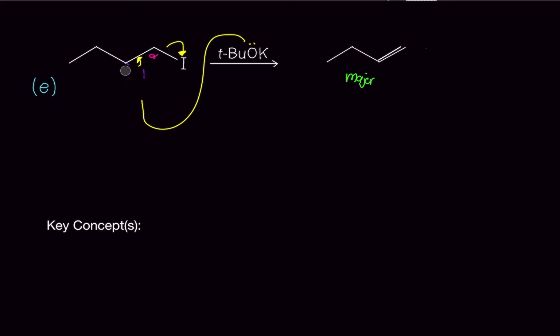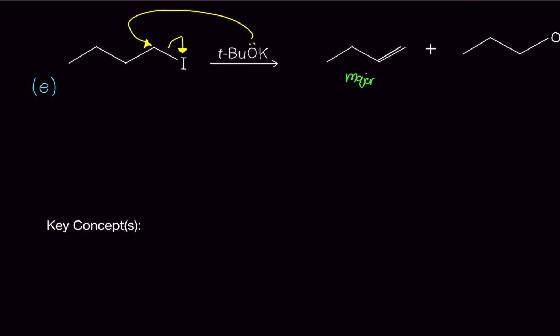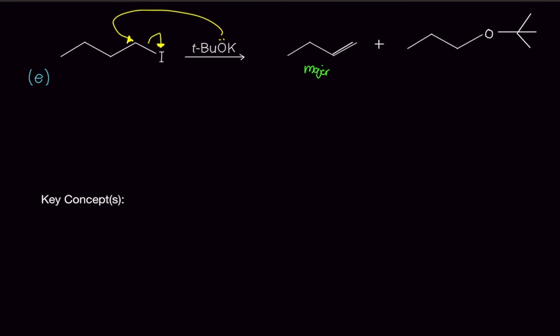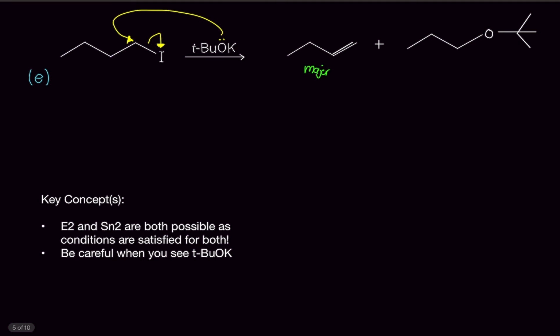Now the minor product would be attacking this, kicking this out, and replacing it with tert-butoxide. So this right here, this entire thing is tert-butoxide. That's how you draw it. So not too bad, right?